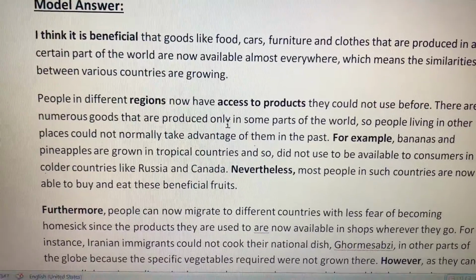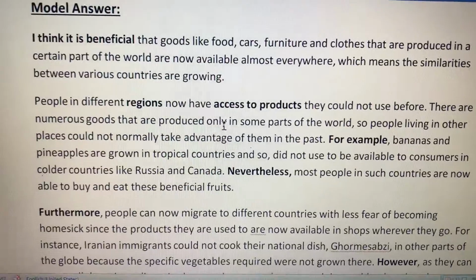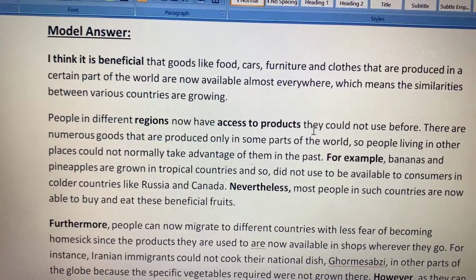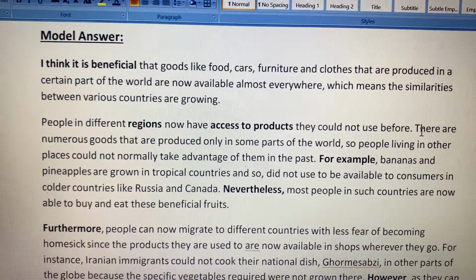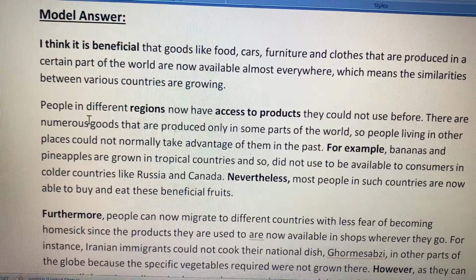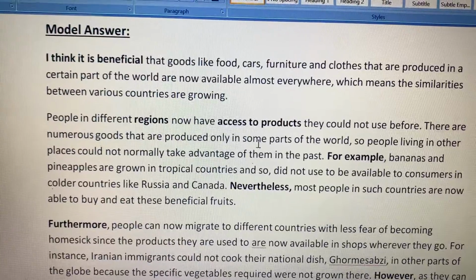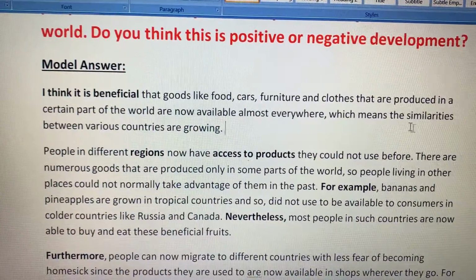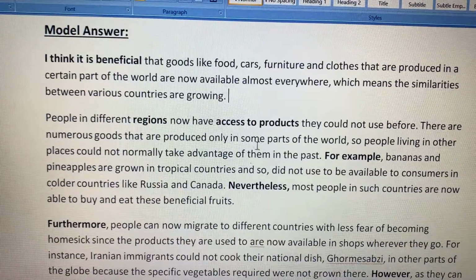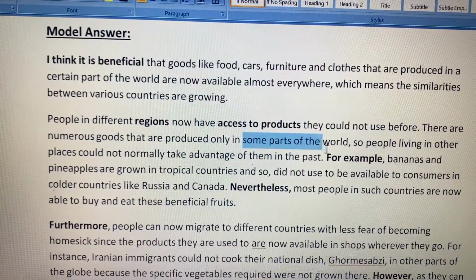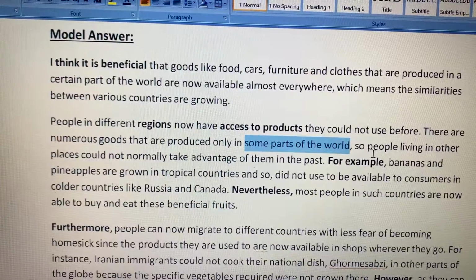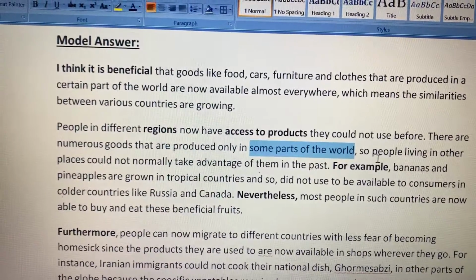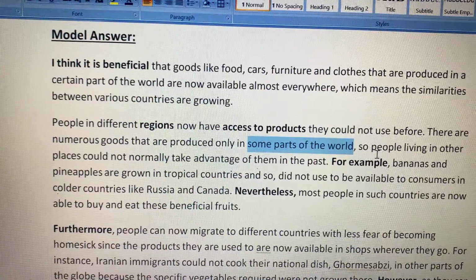BP1 is people in different regions, means countries, nations, now have access to products they couldn't use before. There are numerous goods that are produced only in some parts of the world. Here we used certain part of the world and here we used some part of the world. So please write vocabulary words also. You can use all these words in your other task 2 topics.